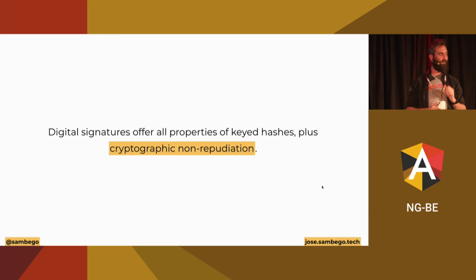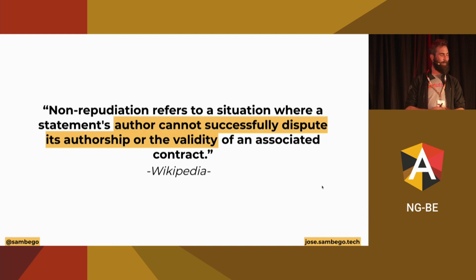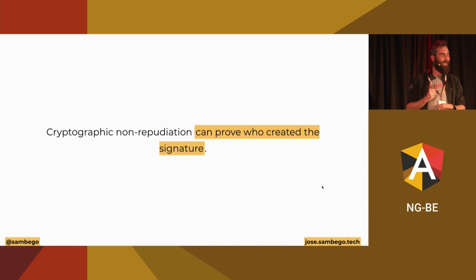Kudos for me for saying that correctly for the first time. But if you look it up on Wikipedia, it says, non-repudiation refers to a situation where a statement's author cannot successfully dispute its authorship or the validity of an associated contract. Much clearer, right? To me, it just means cryptographic non-repudiation can prove who created the signature. Based on the signature, you can prove who created that.